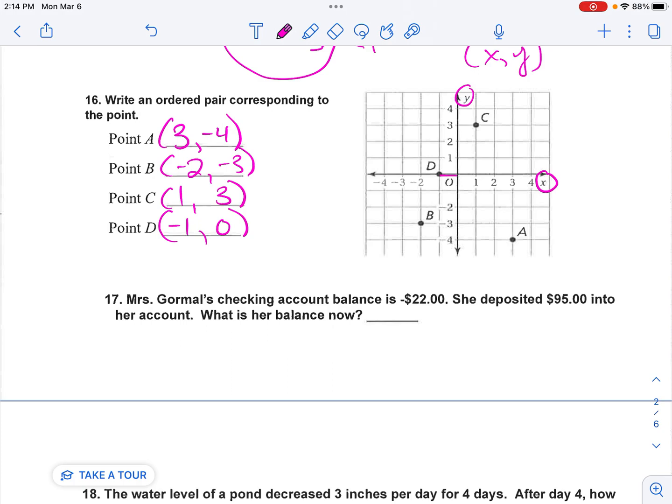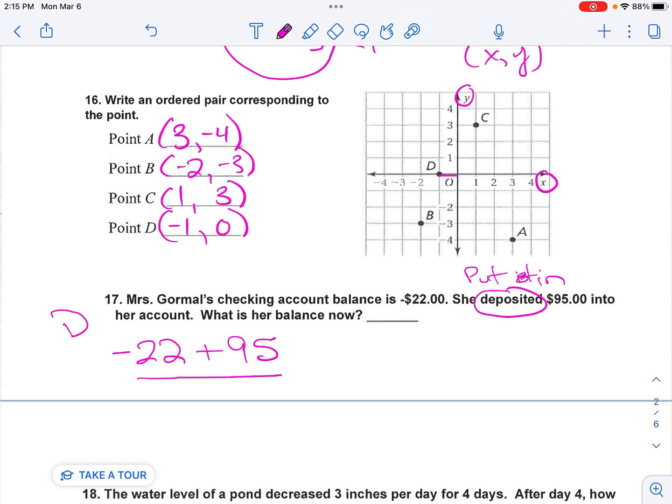Okay, number 17. Mrs. Gormel's checking account balance is a -$22. She deposits, which means she puts into her account $95. So we're going to add $95 to her account. And we want to know what is her balance now. So I've got a -22, and we're going to add 95. This is a negative, this is a positive. Those are different signs, so I'm going to find the difference, which means I'm subtracting the two numbers to get 73. And then there are way more positives, so my answer is going to be a positive 73.